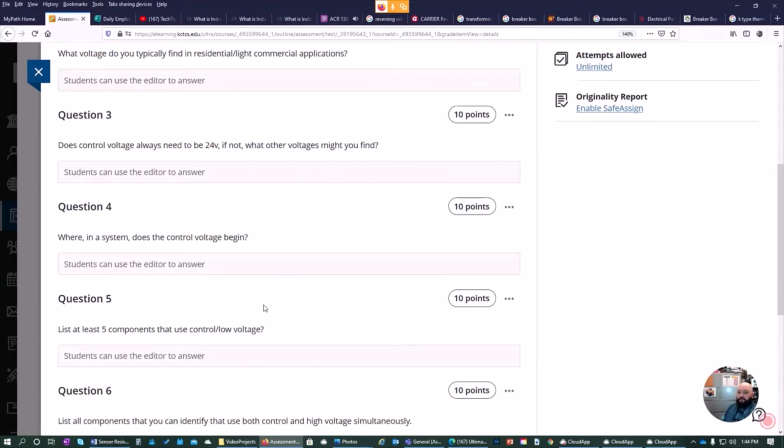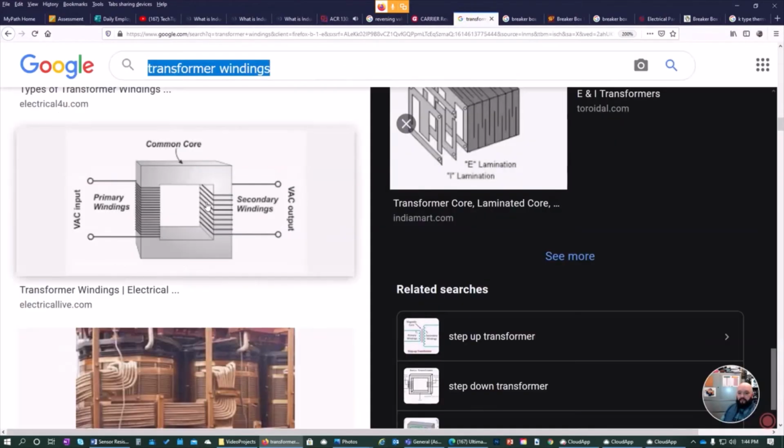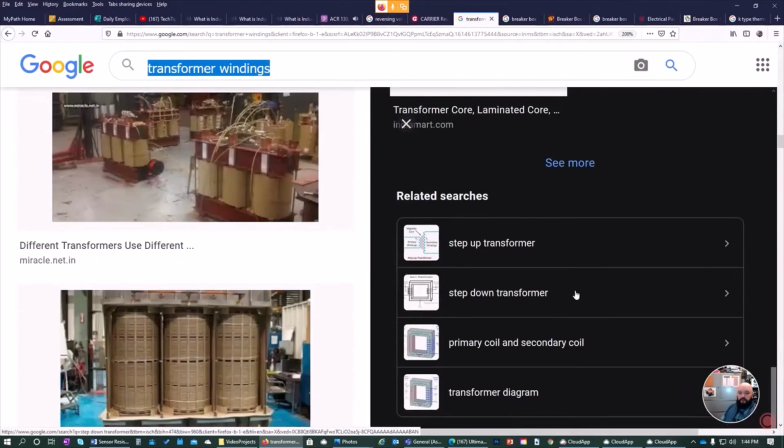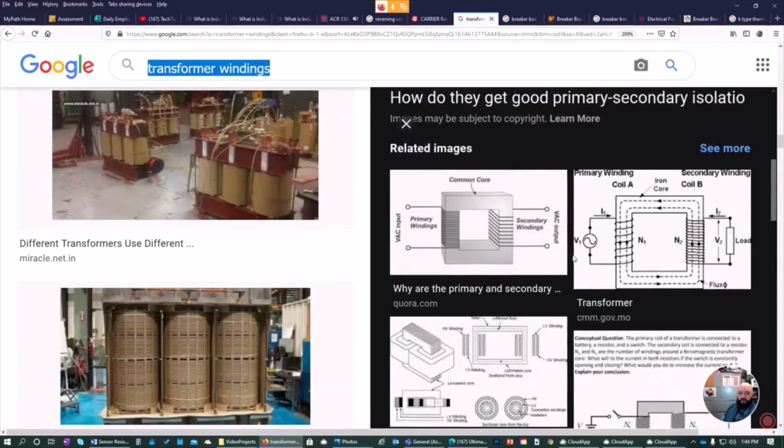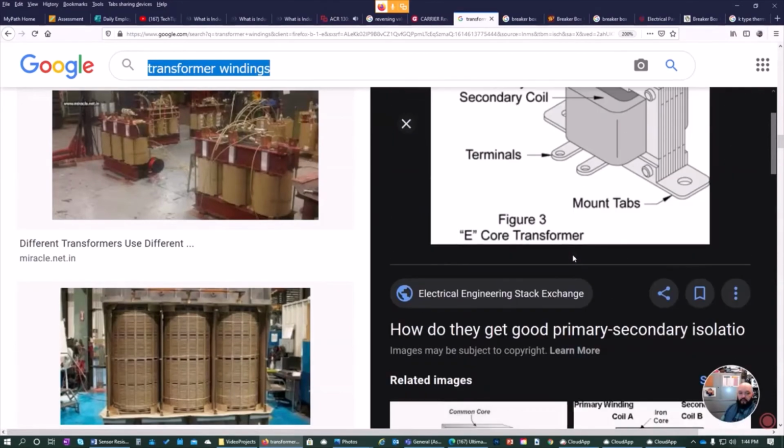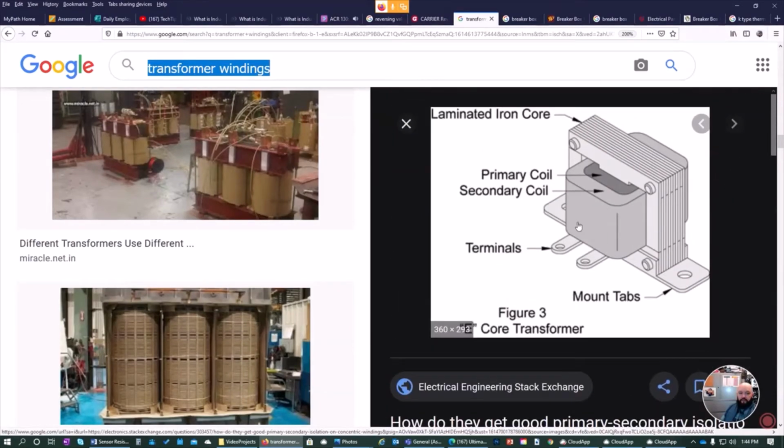Where in the system does the control voltage begin? That good old trusty dusty transformer. It always begins at the transformer, so do not forget that. Your primary voltage, your supply voltage, comes in, secondary control voltage comes out.